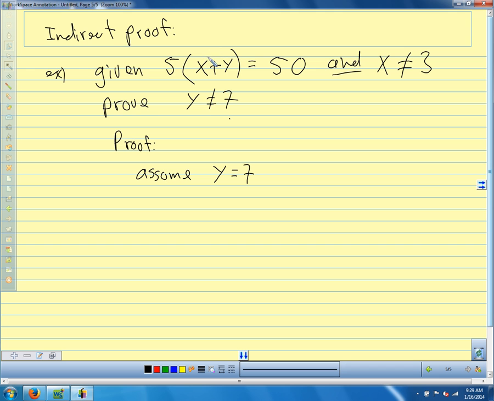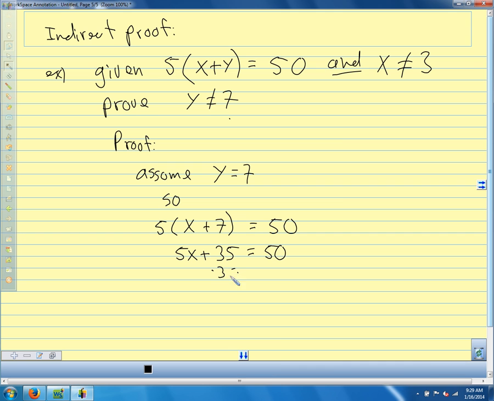So let's plug y equals 7 into our equation. I'm going to say, 5 times x plus 7 equals 50. So I'm assuming y equals 7, so I'm going to plug that into my equation. Now I'm going to distribute. So 5x plus 35 equals 50. Subtract 35 from both sides. I get 5x equals 15. Divide by 5. And x equals 3.